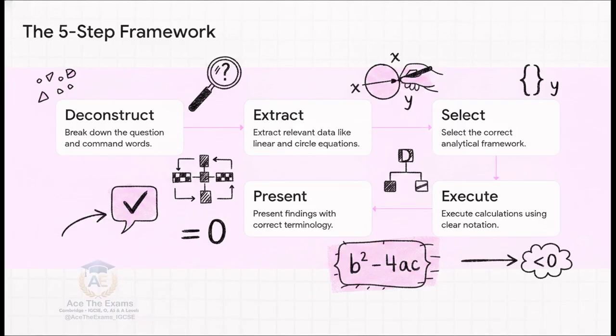Finally, phase 5, present with correct terminology. Calculate your discriminant. If it's a negative number, don't just stop. Explicitly write b squared minus 4ac is less than 0, therefore there are no real roots, therefore the line does not intersect the circle. You have to complete that entire logical chain for the examiner.